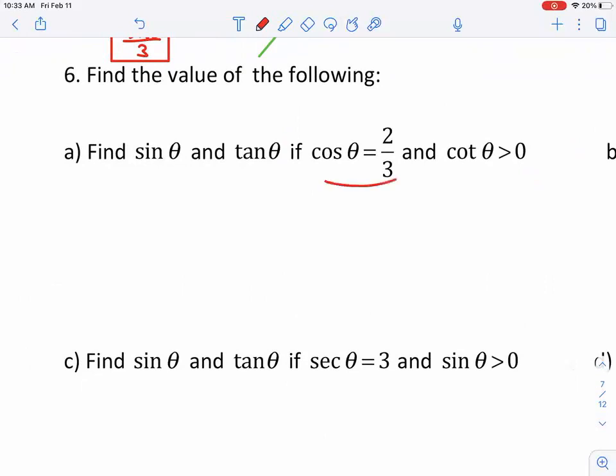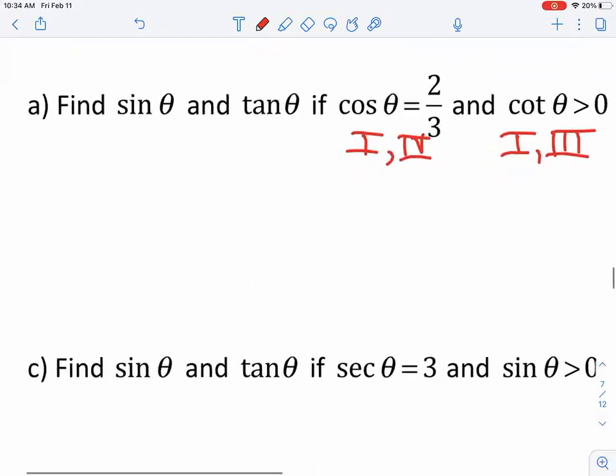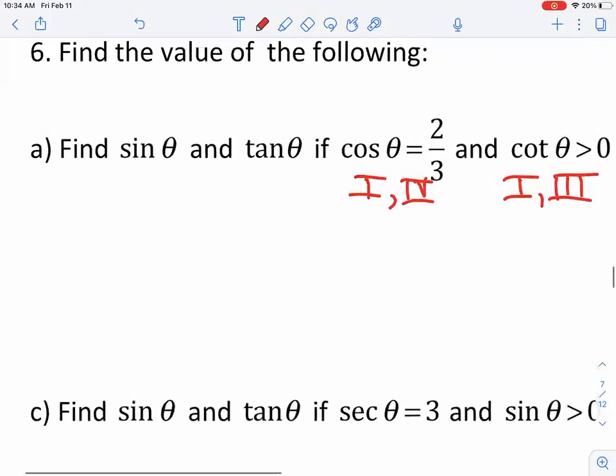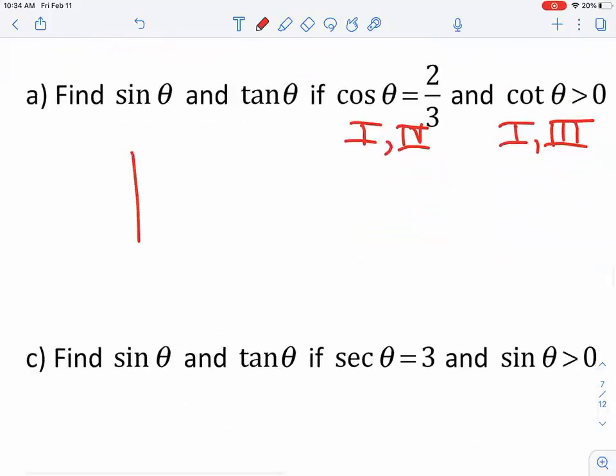We know the cosine is positive, so that means we're either in 1 or 4, because the cosine is the x. The cotangent is positive. That means we're either in 1 or 3 because cotangent is cosine over sine. So that means ultimately we must be in quadrant 1. So once I determine what quadrant we're in, I'm going to draw a triangle.